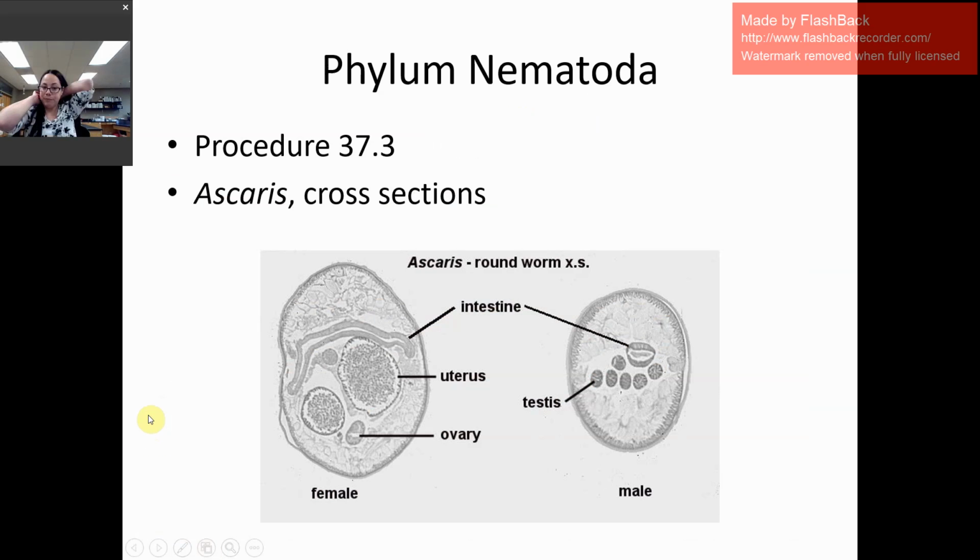Okay. So the next step in procedure 37.3, I think, yes, 3 still, they ask you to look at cross section of the worm. So cross section of Ascaris and cross section of male and female, and you have that on figure 37.16 as well in your manual. But here we're going to make it simple, and what we want you to remember is what is on those cross sections over here. Okay, so on the left, sorry, you have the female, and then on the right you have the male. How do I know that?